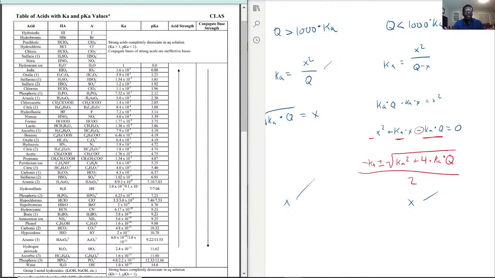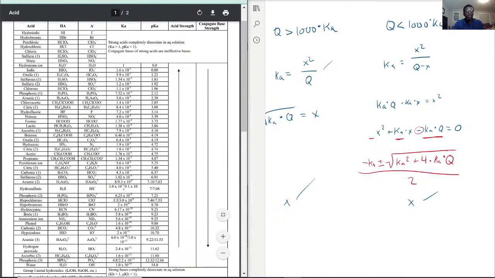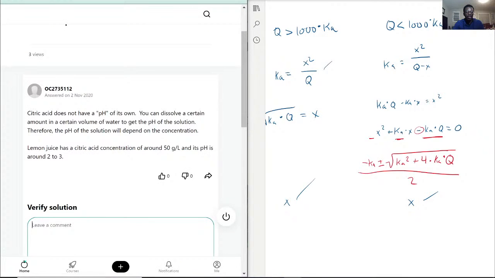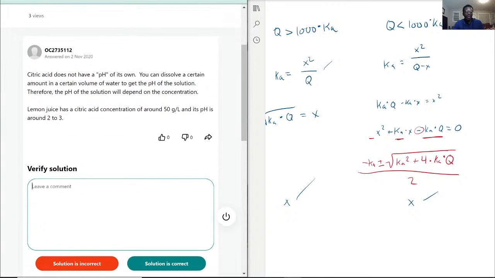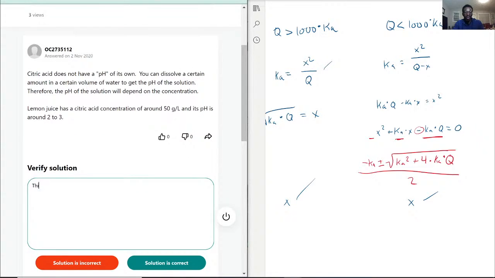So of the 0.25, 0.014 dissociated, which is still quite a big amount of it. And then now we use that to find the pH. So negative log of the answer, we get 1.85. So going back to this question, citric acid 50 grams per liter is pH around 2 to 3. We actually found this pH to be 1.85 in this theoretical example. This is technically correct.